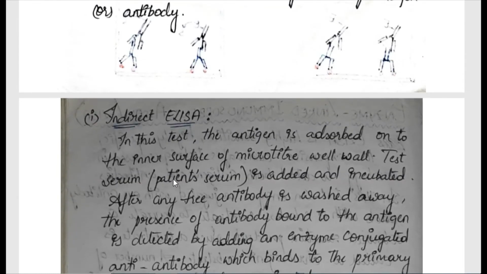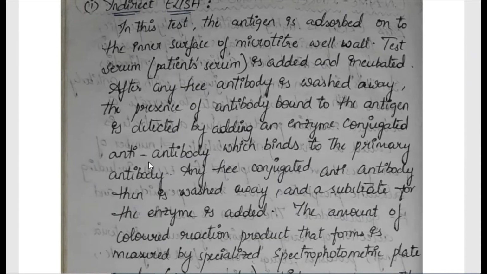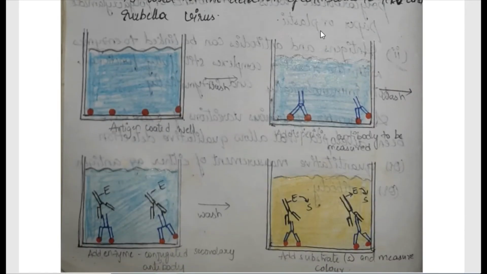Indirect. So we are not directly allowing the reaction to occur. This is the indirect ELISA. So in this test, what is happening? You can see here, the antigen is adsorbed onto the inner surface of the microtiter well. So the wall of the microtiter well is adsorbed with the antigens that we added. Now the test serum, that is patient serum, is added and incubated.